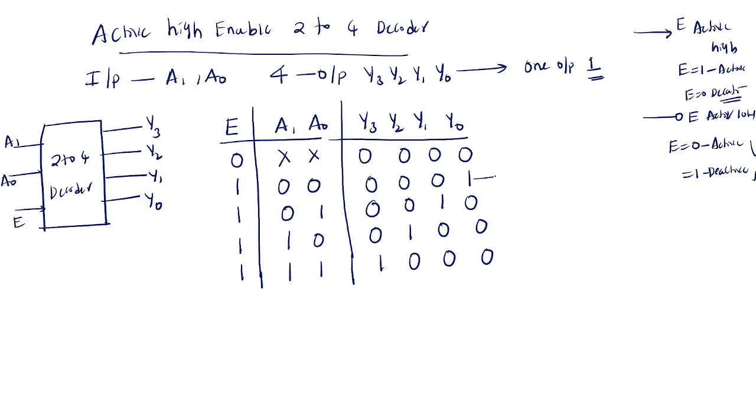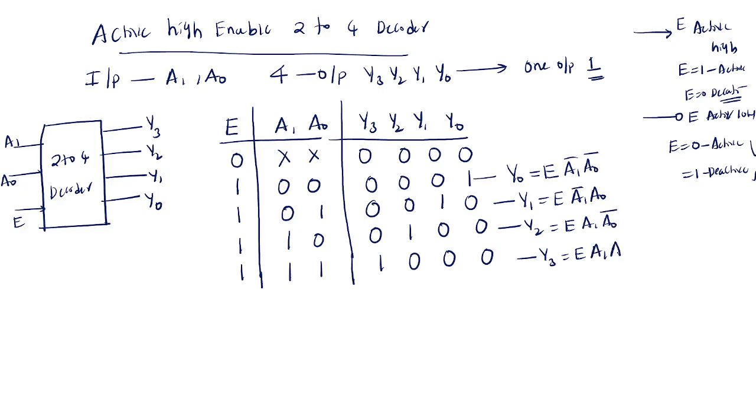So here, what is Y0? Y0 equals E, A1 bar, A0 bar. What is Y1? E, A1 bar, A0. Y2 equals E, A1, A0 bar. And Y3 equals E, A1, A0. From this, you can draw the logic diagram.